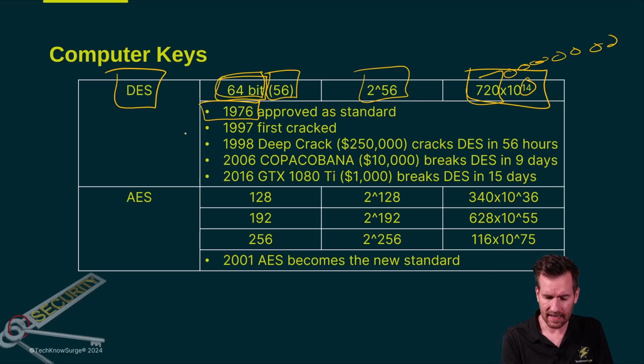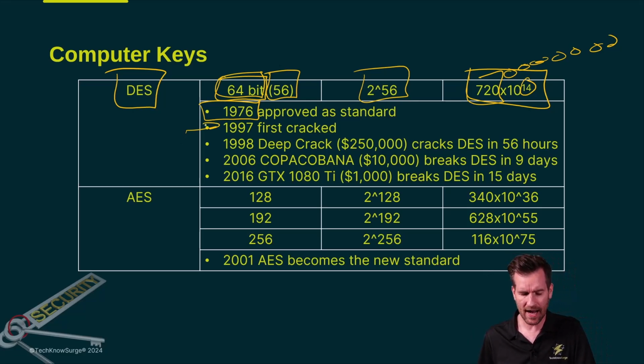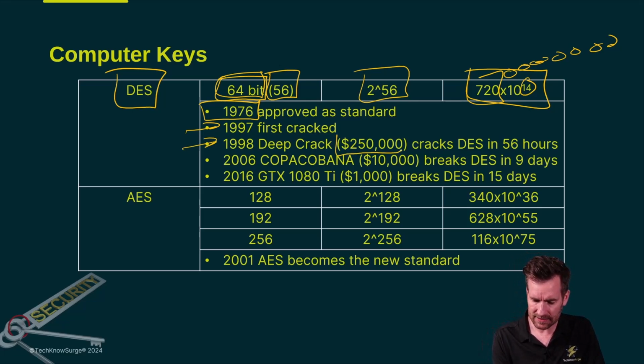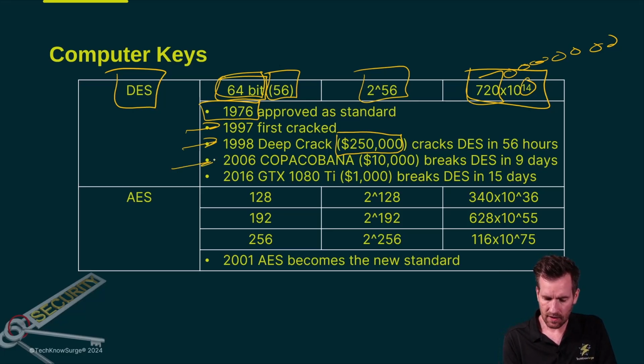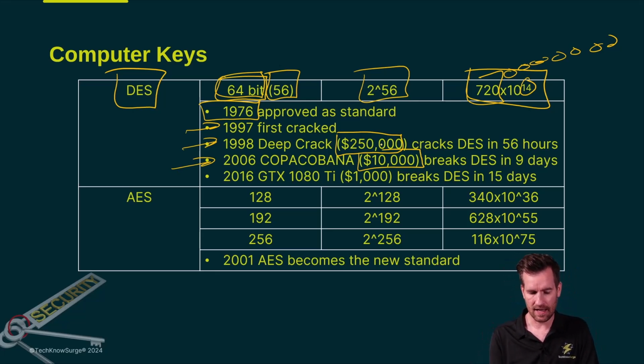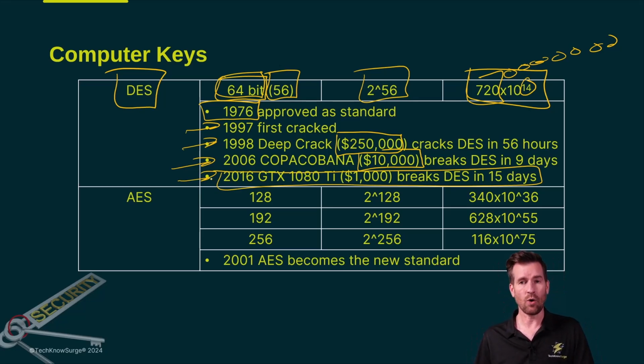So it wasn't until 1997 when it was first cracked. It was cracked again in 1998 from a computer that cost $250,000. Another 8 years after that, then it was cracked by a machine that only cost $10,000. And in 2016, just by a standard graphics card that you could buy off the shelf. So our computing power got better and better.